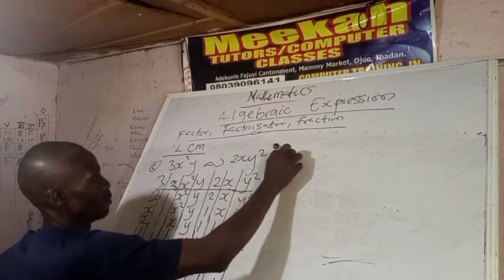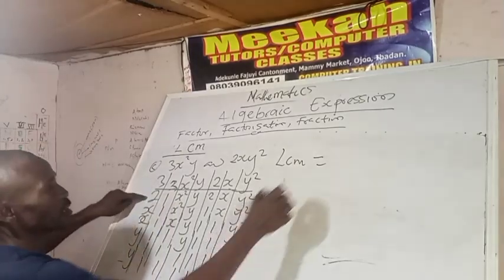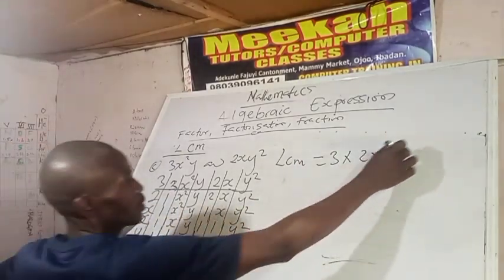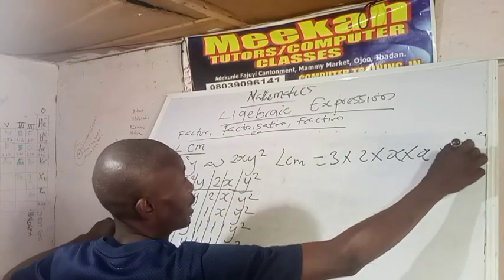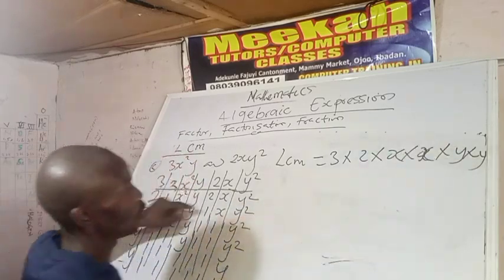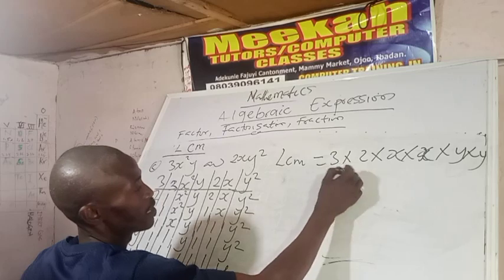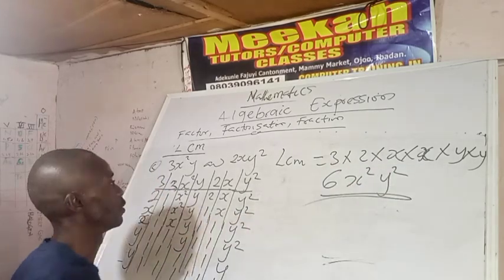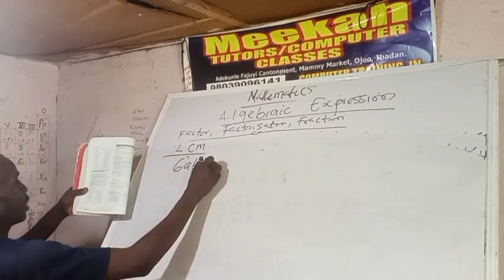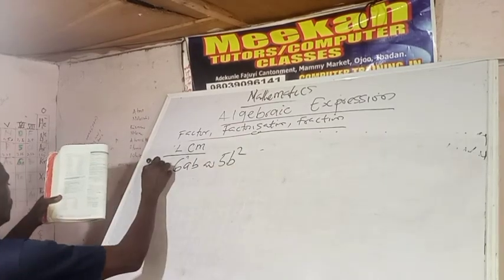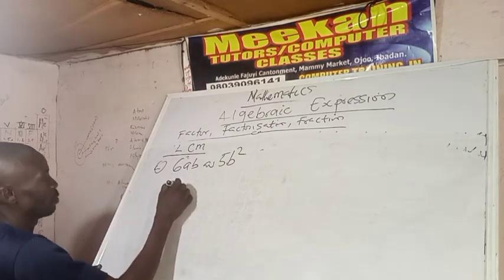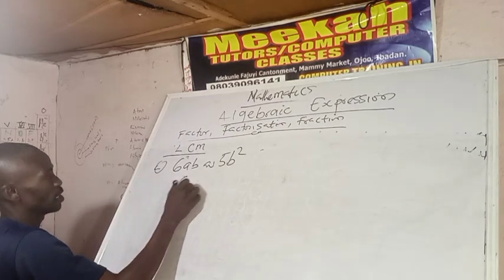So my LCM is going to be what? 3 times 2 times x times y times y. So 3 times 2 you have what? 6. X times x squared y squared. That becomes the what? LCM. And 5b squared. Now let's have it. Now the LCM of this, I can easily rule it.